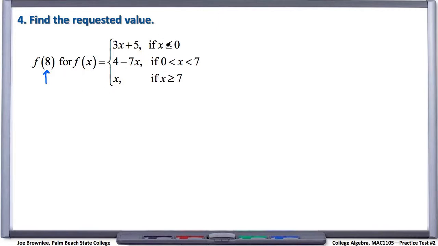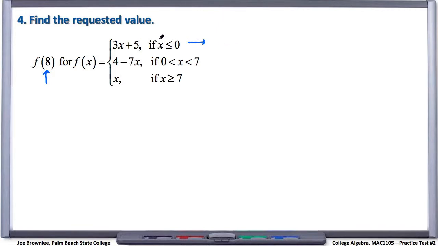Well, we know the drill, right? For each piece of this piecewise function, we're going to take the value we've been given, plug it into our inequality, and see if we get a true or false statement. If we get a false statement, we're not going to use that piece. If we get a true statement, we know we are going to use that piece. So let's see what happens here.